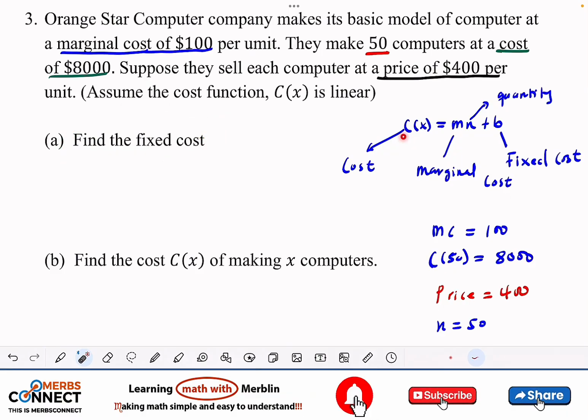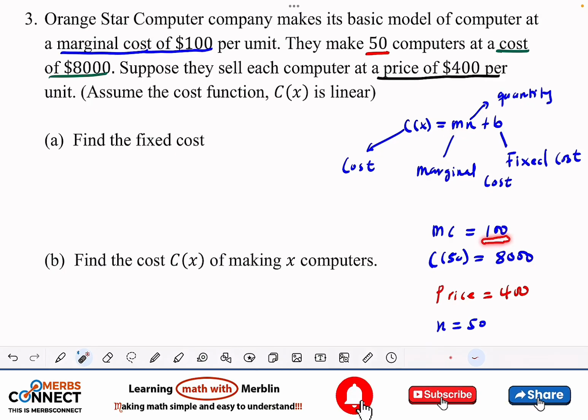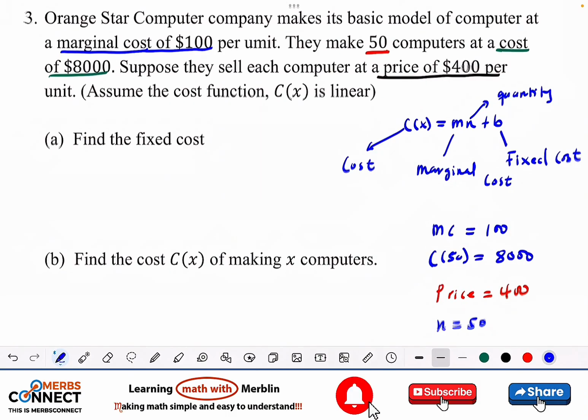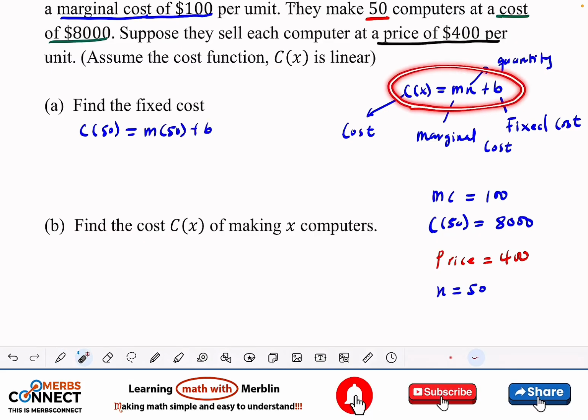Since we know that this is a linear function, then we know the cost, which is 8,000. We know the marginal cost, which is 100. We know x, which is equal to 50. So we can use this function here to find b, the fixed cost. Let me plug in the x, because x is equal to 50. So I'm going to have c of 50 is equal to m times 50 plus b from here, right?